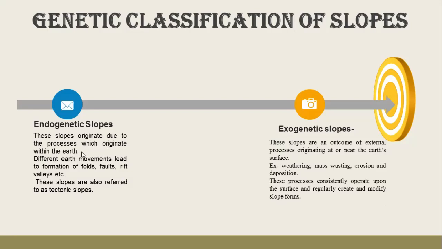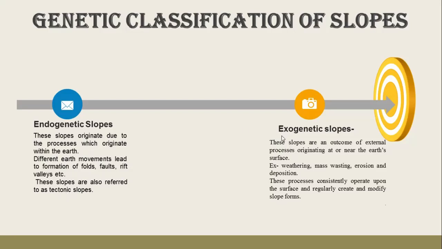Endogenetic refers to all those processes which result in the formation of slope, and these processes originate within the earth, like the various tectonic processes of folds, faults, rifts, rift valley, etc. All these earth movements lead to the formation of these things, and these earth movements are a result of tectonic activities of the earth. So these are all endogenetic activities.